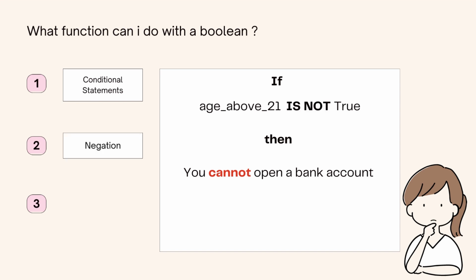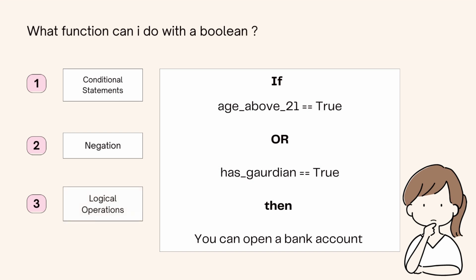Negation works the same as saying if age above 21 is false. So instead of saying that, you can say if age above 21 is not true, then you cannot open a bank account. Then you have also logical operations.